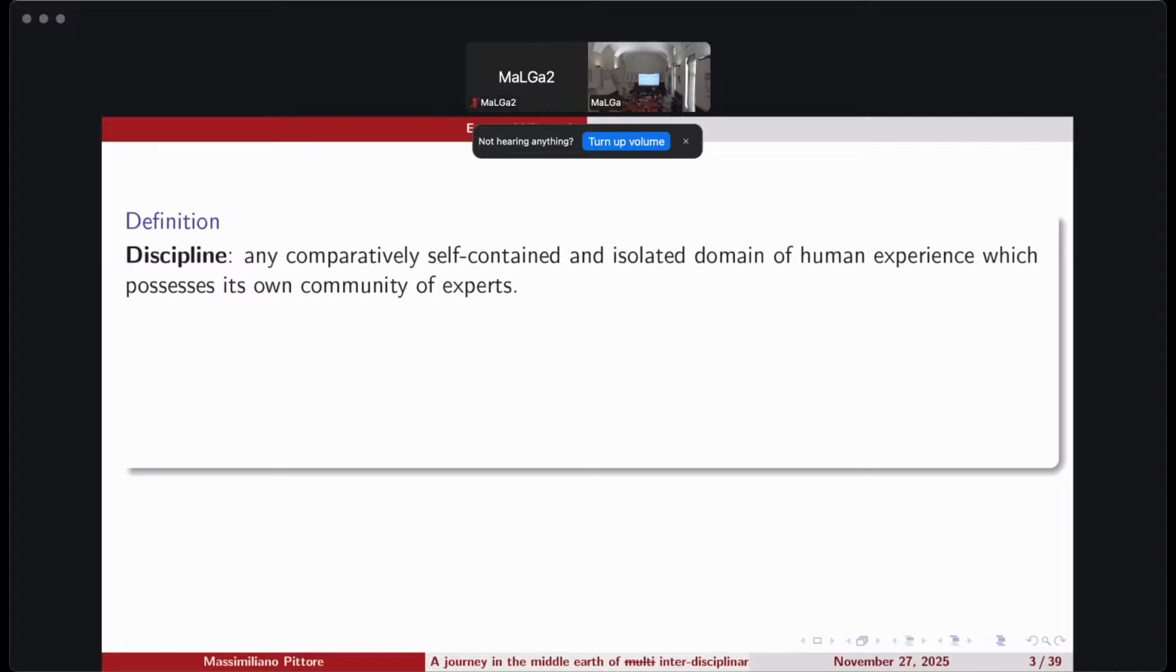So, first of all, how do we define a discipline? I'm following one of the seminal papers by Mutius Nissani from Wayne State University in the USA, a seminal scholar on research on multi-interdisciplinarity. We can define a discipline as a self-contained, almost isolated domain of human experience, with its own community of experts. You will all fit to some discipline, though often it's just one, and this outlines the idea of a discipline as a community.